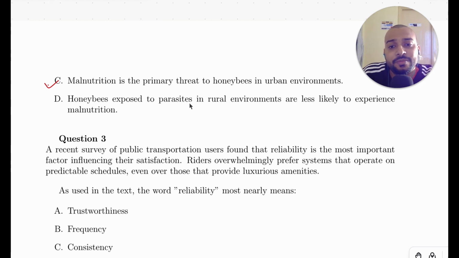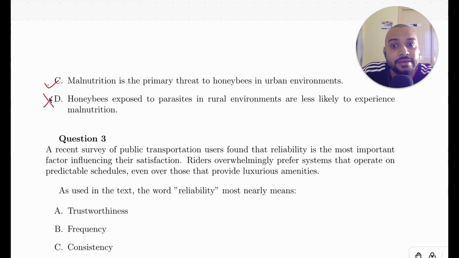Honeybees exposed to parasites in rural environments are less likely to experience malnutrition. No such direct correlation has been mentioned. There's no mention that in the rural environment, since they're exposed to more parasites, they're less likely to experience malnutrition. The malnutrition was due to the lack of floral diversity in the urban areas. But there's no correlation mentioned for the rural environments. So this is like inventing information. We need to refrain from this.